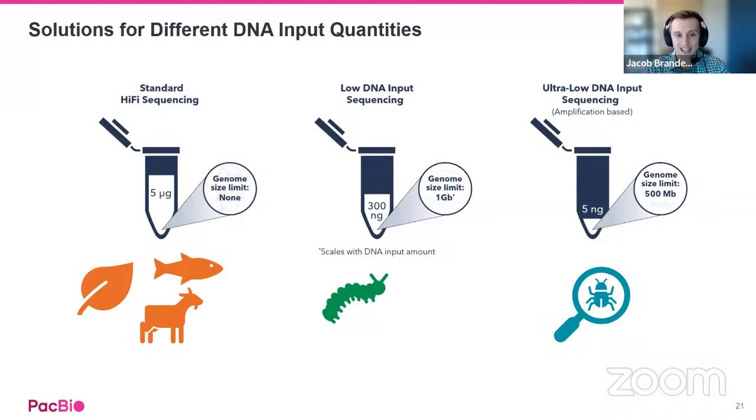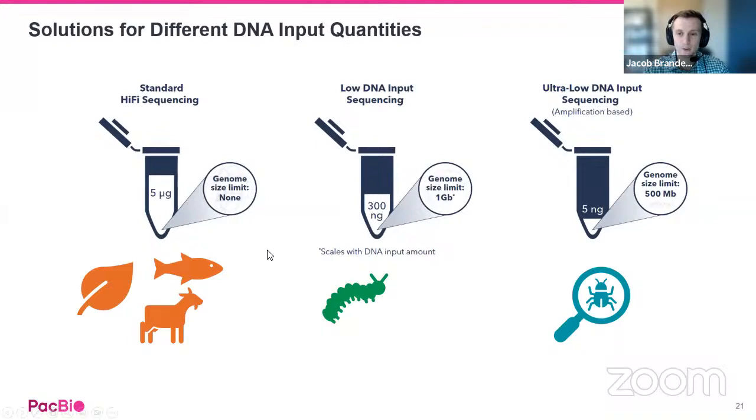Because of the different sizes and complexities of organisms, we also have to have different workflows. We really break up three different workflows for different organisms. On the left, we have our standard HiFi sequencing workflow. This workflow has no genome size limitations. You just need to be able to generate 3 to 5 micrograms of material. In cases where that's not possible with smaller bodied organisms, we have our low DNA input sequencing workflow. This one is designed for species that have genome sizes up to about 1 gigabase, and you need about 300 nanograms of high quality, high molecular weight starting material.